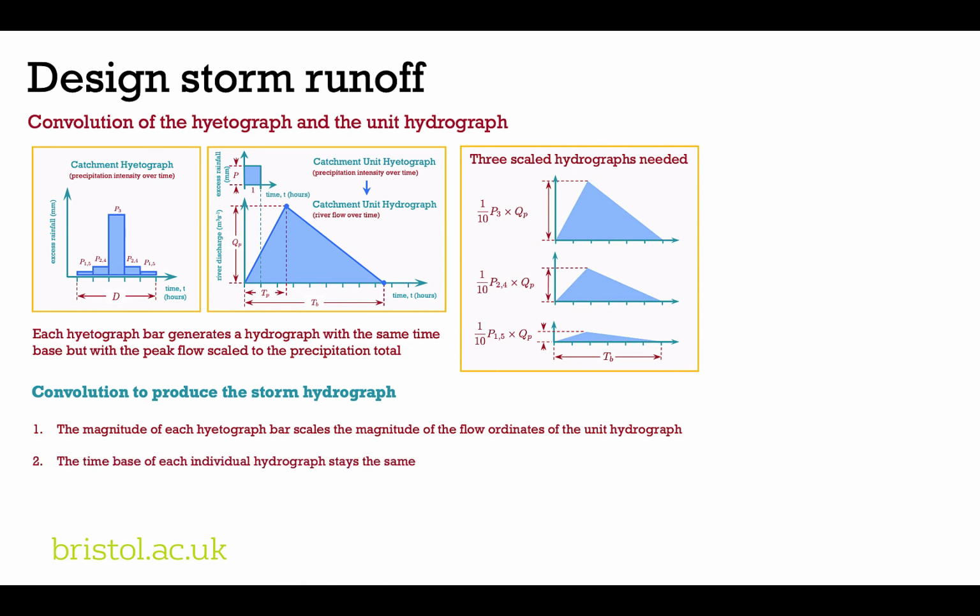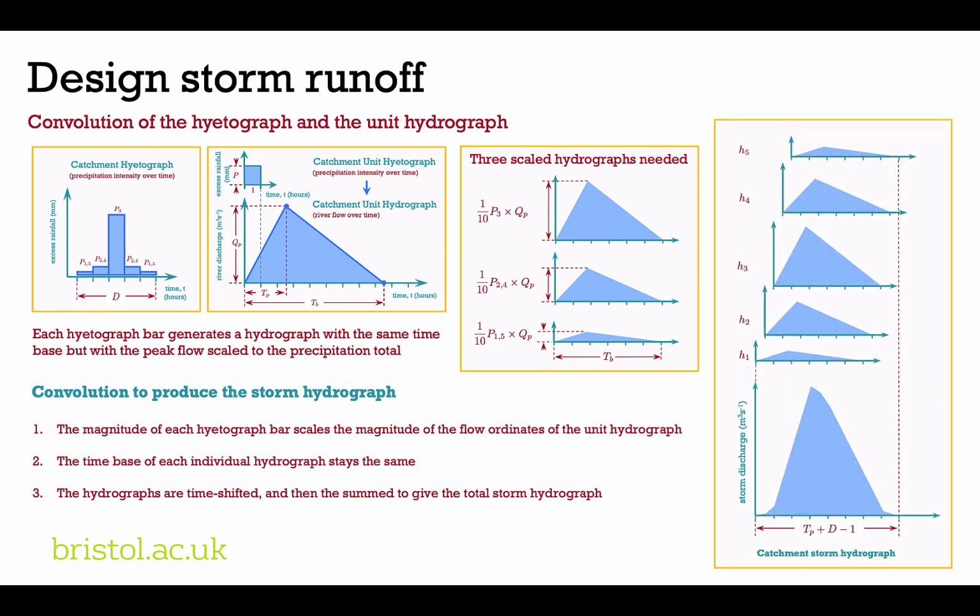So the magnitude of each hyetograph bar scales the magnitude of the flow ordinates of the unit hydrograph, because bar 1 and bar 5 are the same magnitude, bar 2 and bar 4 are of the same magnitude. Therefore we only need one hydrograph for each of these two, and then we have one hydrograph for the central bar. And remember that the time base of each of these individual hydrographs stays the same, but then we need to time shift them and then add them together in order to give the total storm hydrograph. And this is how we do it.